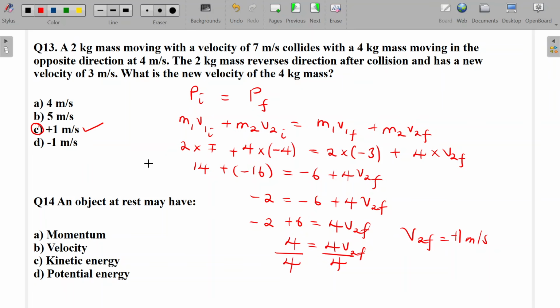So question 14. An object at rest may have A, momentum, B, velocity. Sir, please repeat. Oh, okay. Let me just repeat.